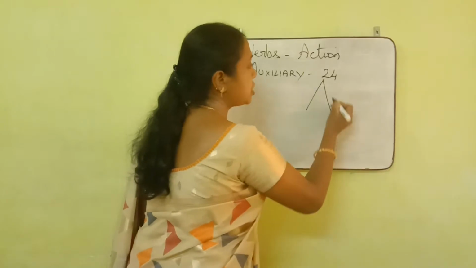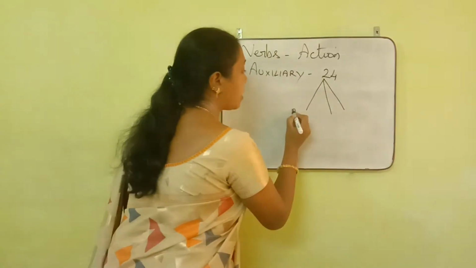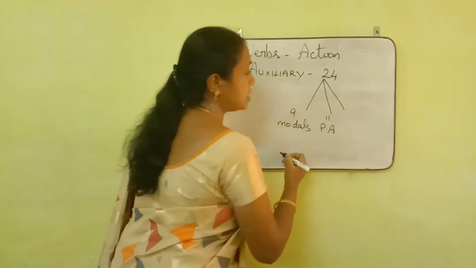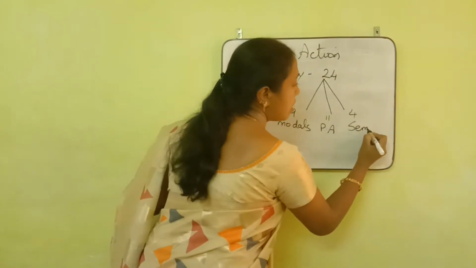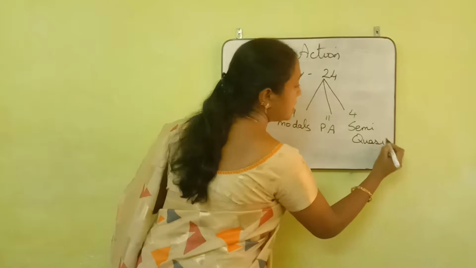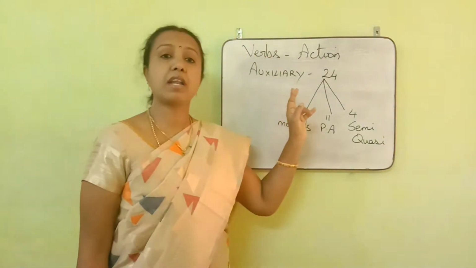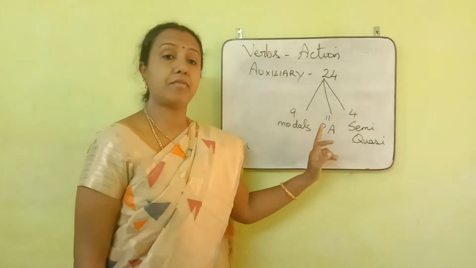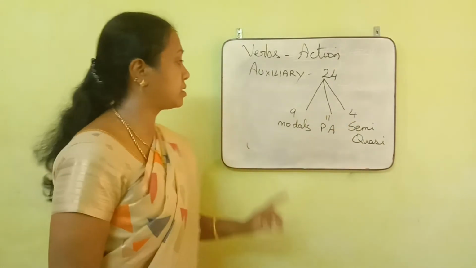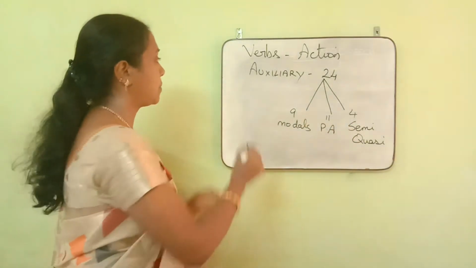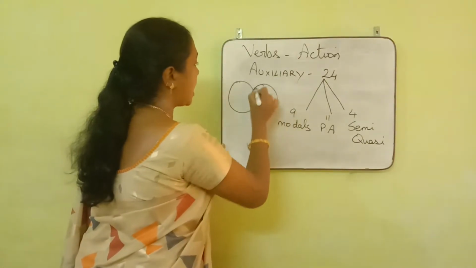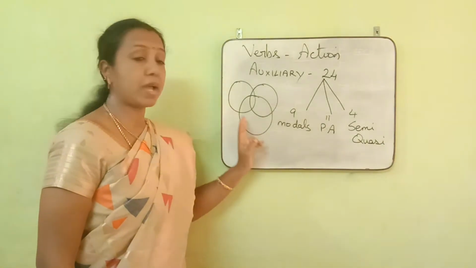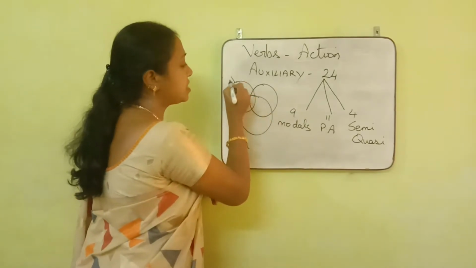Now when we divide these 24 auxiliaries into 3, there are 9 modals, 11 primary auxiliaries and 4 semi-modals or quasi-modals. Auxiliaries are helping the main verbs. Now let us look into the primary auxiliaries. I hope all of you would have guessed what the diagram is. It's a Venn diagram. When you talk about the primary auxiliaries, it is divided into 3.